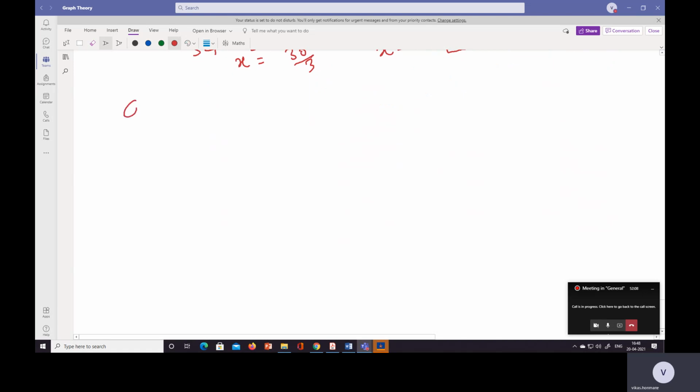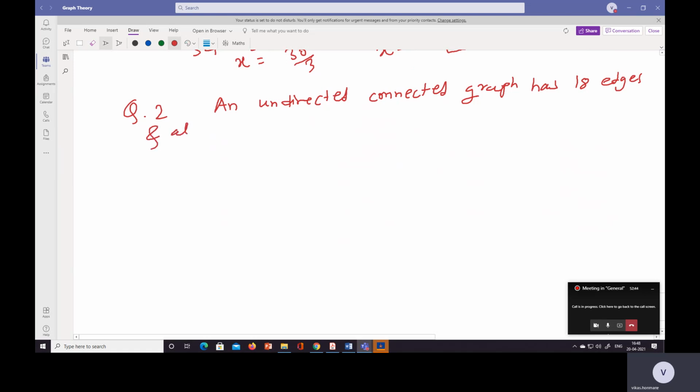Question 2. An undirected connected graph has 18 edges and all vertices of degree 4. Find the number of vertices.